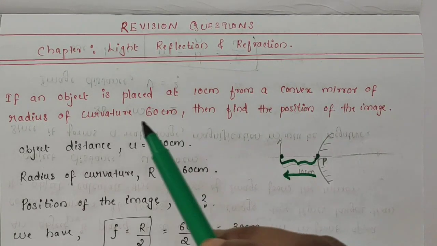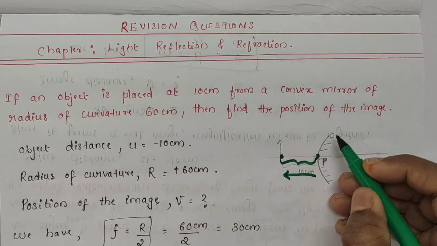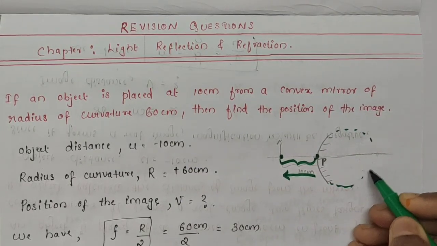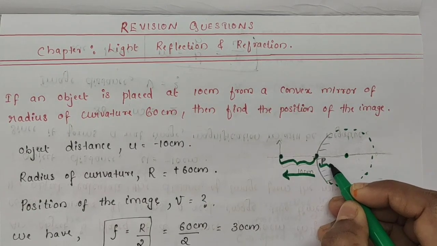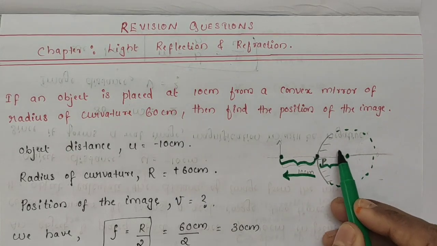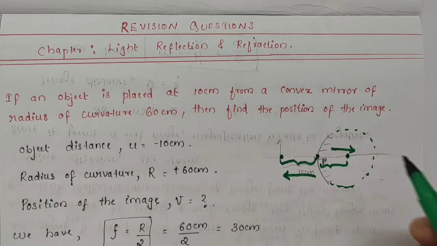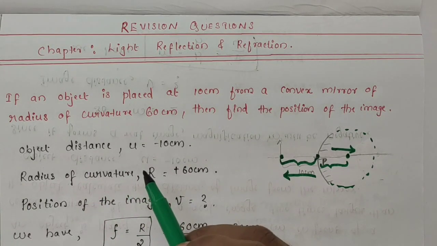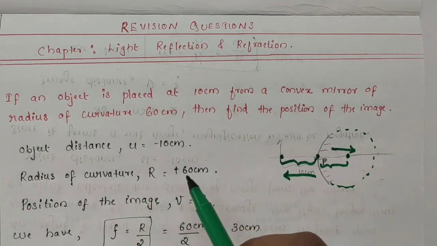Now its radius of curvature is given as 60 cm. For a convex mirror, the radius of curvature is taken as positive. When we extend these two ends, we get a sphere here, and its center will be here. The radius is measured from the pole to the right, which as per the sign convention is positive. So the radius of curvature, capital R, is plus 60 cm.